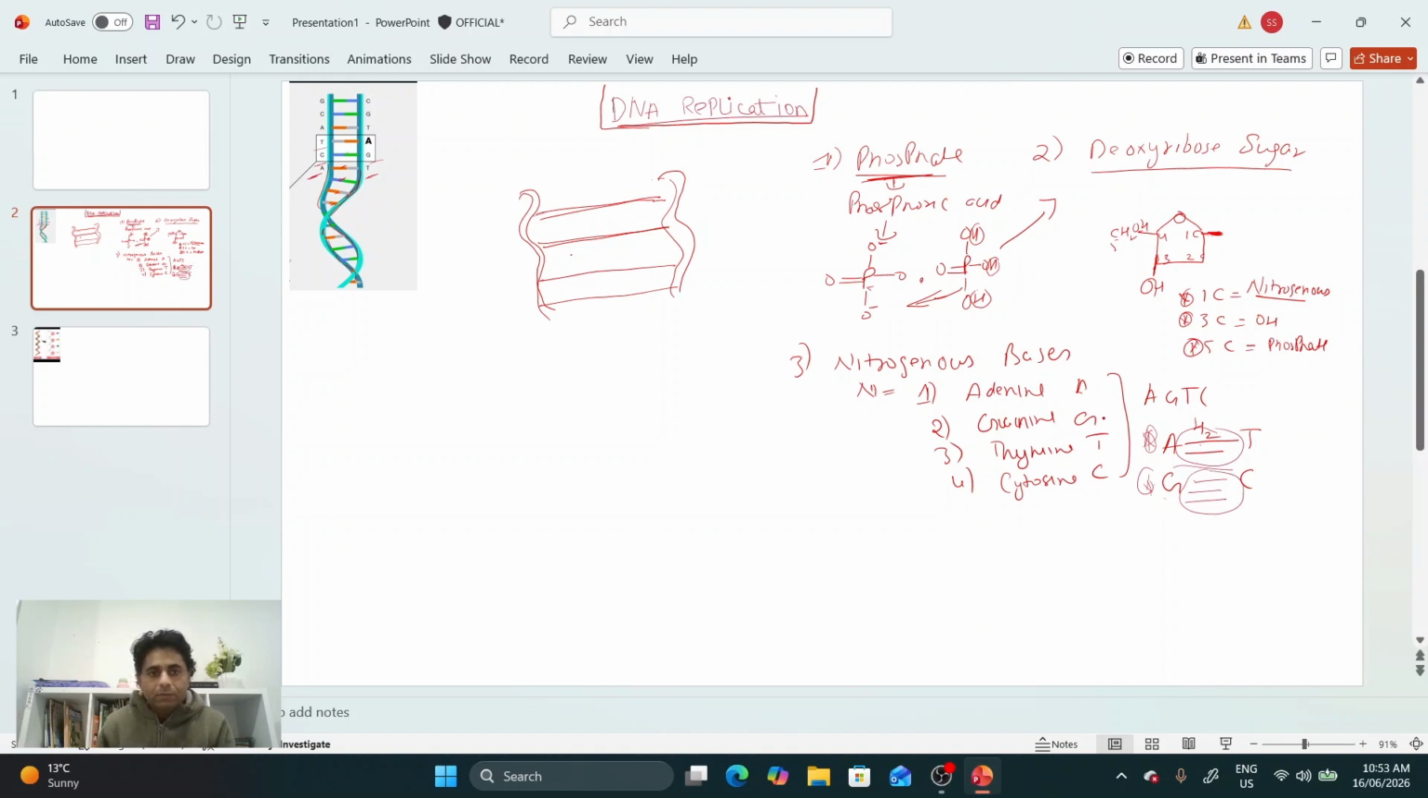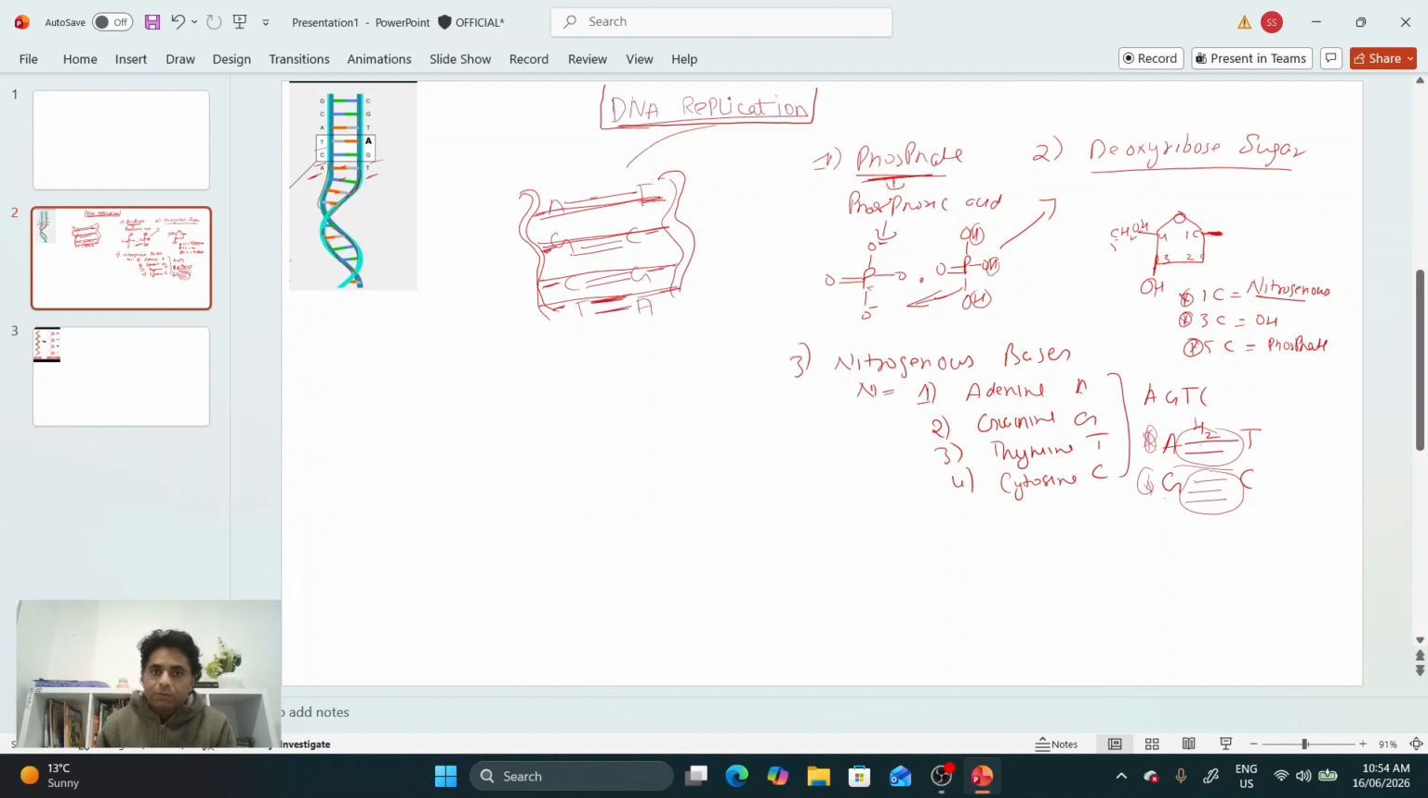So if this side is A, that side should be T. If this side is G, that side should be C. If this side is C, this side should be G. If this side is T, this side should be A. And the bonding between them: A and T have a double hydrogen bond, G and C have a triple hydrogen bond.